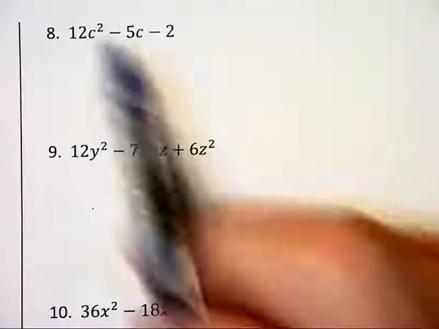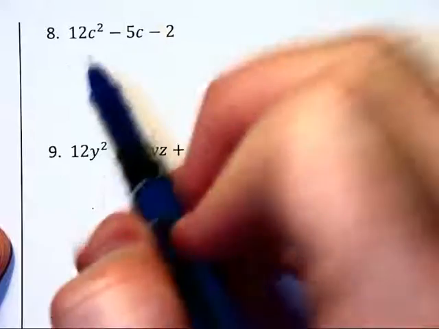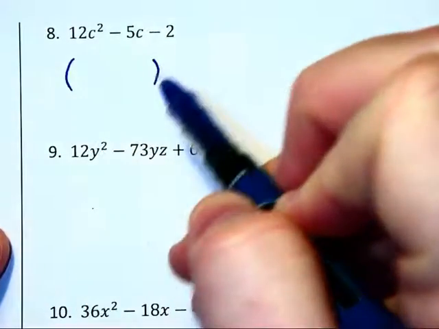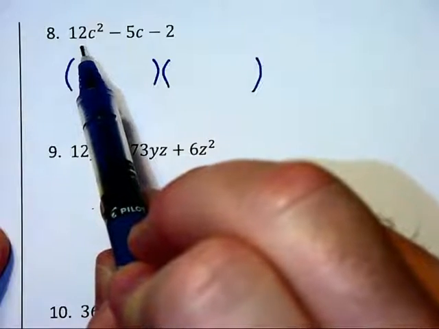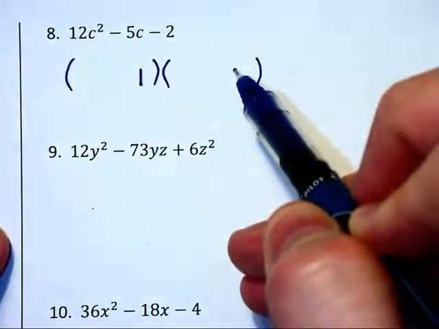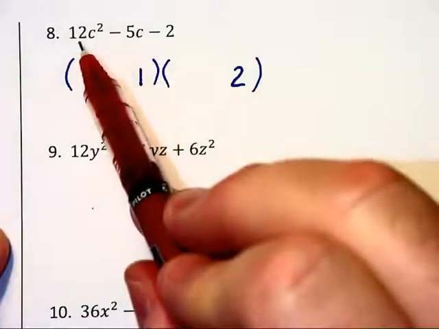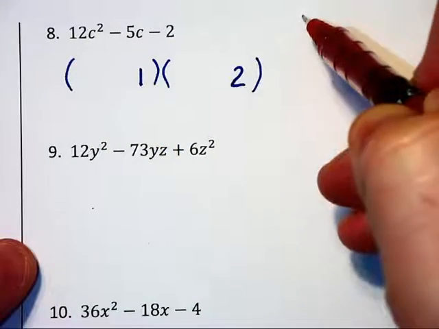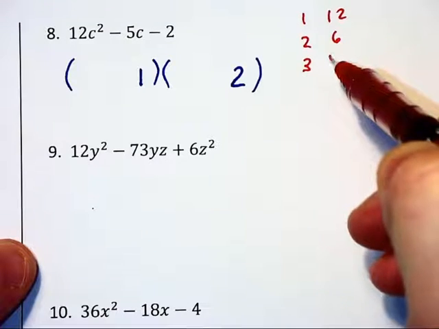Continuing on, I see this next problem has a 12 out front and has a 2 at the end, and I want to break this down easily, but I don't know how to make a 12 easily without a lot of choices. But I notice 2 is a prime number, and the only way I can multiply to get that 2 is 1 times 2. So this time I'm going to play around with my choices for this leading 12. It could either be 1 times 12, 2 times 6, or 3 times 4.